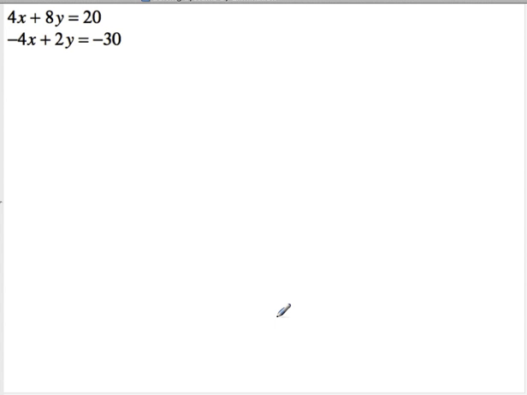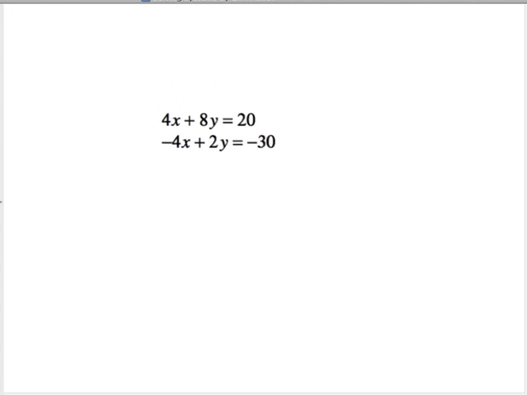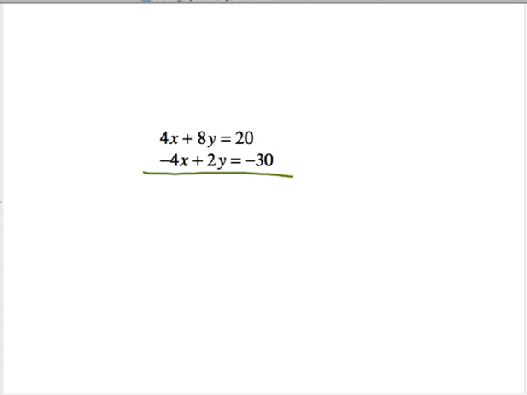To do that, we need what are called additive inverses of each other, meaning the coefficient, the number in front of either the x or the y, cancel when you add them together. They give you 0. So in this system, the coefficients of my x's are additive inverses of each other. So I can just add these two equations to each other because 4x plus a negative 4x cancel. I get 10y equals negative 10.